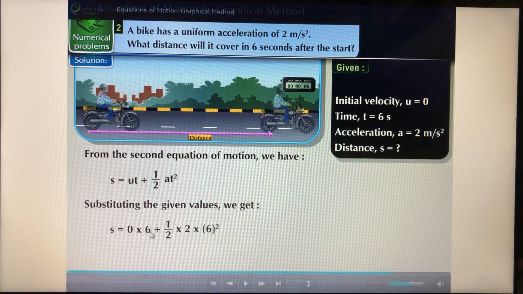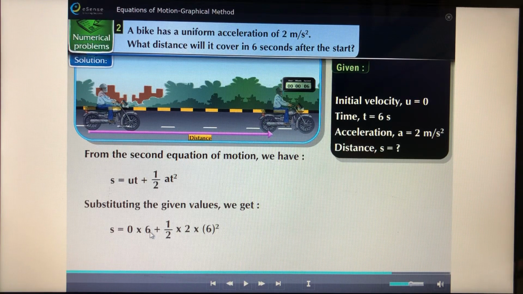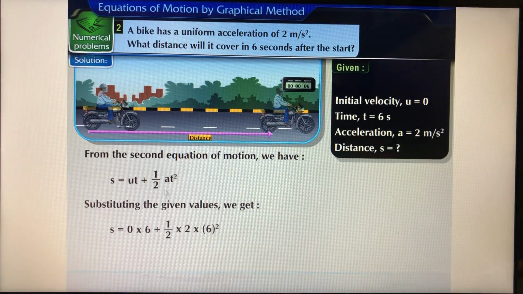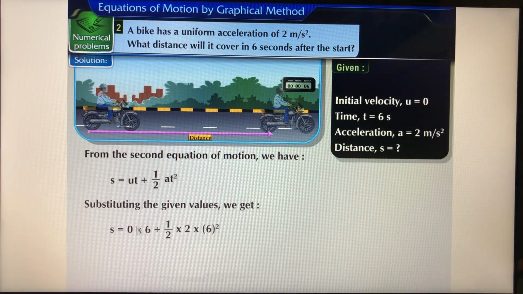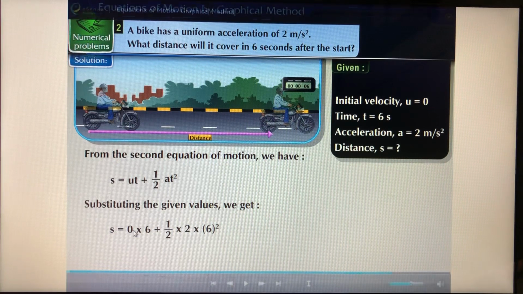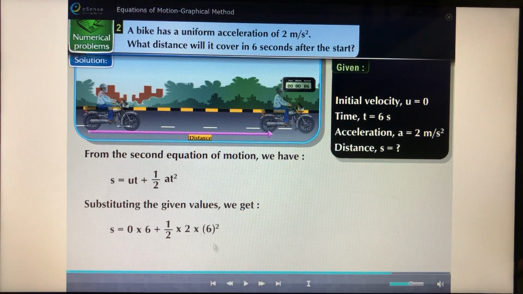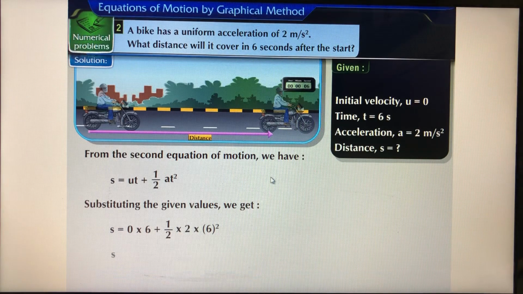Okay, u that is initial velocity is 0. Time t is 6 seconds, that is given. Half as it is. a that is 2, acceleration is given. Time 6 square. 0 into 6 answer is 0. So 0 into 6 answer is 0. 2 cancel. 6 square is 36. s is equal to 36 meters.